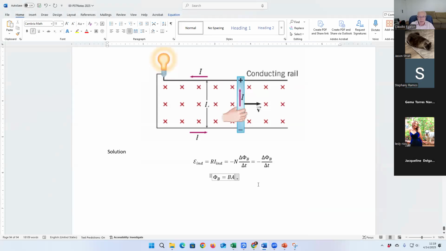And on top of that, we have an initial area A naught plus vt, right? That's what we have here.